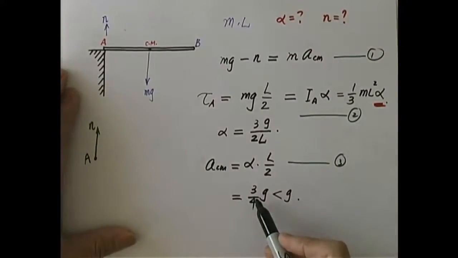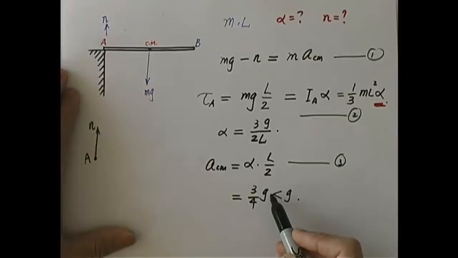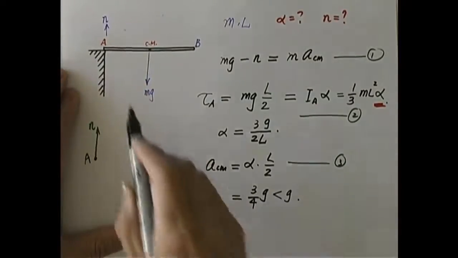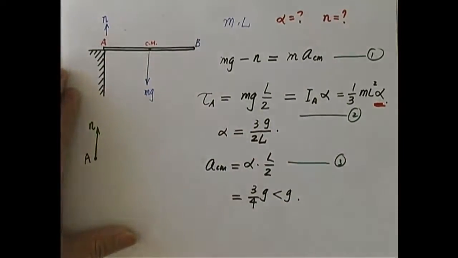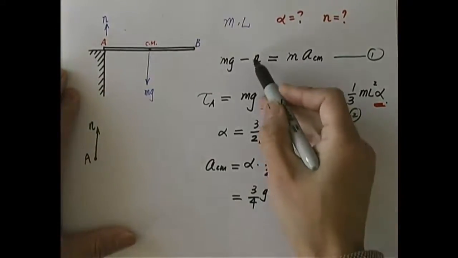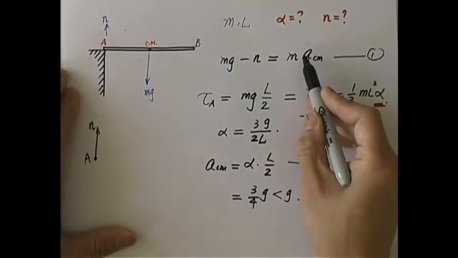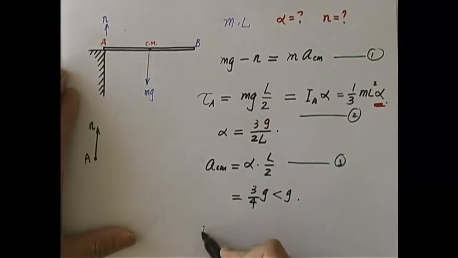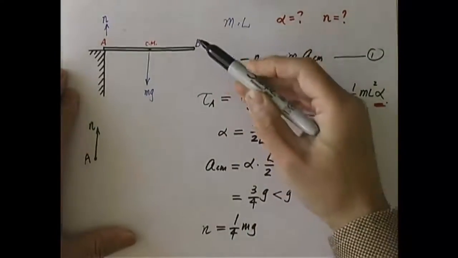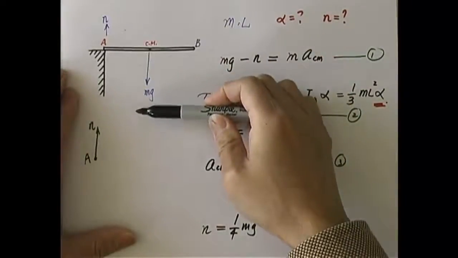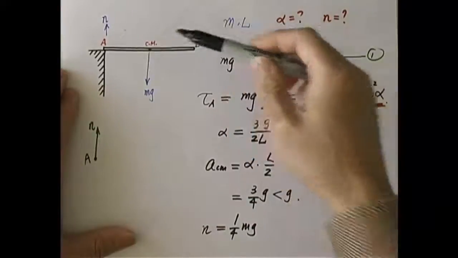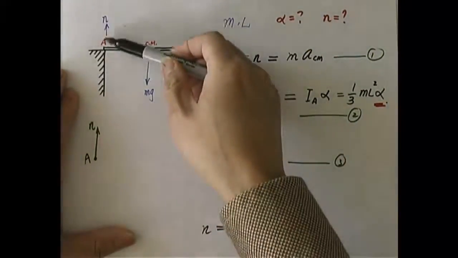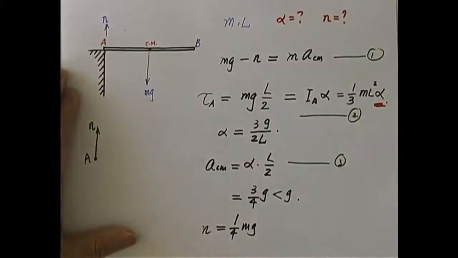How much less than g? 3/4 of g. What happened to the other 1/4? It's because there's a force upwards. You can easily tell then the force upwards must be 1/4 of mg. As a matter of fact, when you plug this ACM into here, this side is 3/4 mg. This is mg, so what's N equal to? That must be 1/4 of mg. Okay? So that's what happens. At the moment you let go of it, this thing is ready to fall. The acceleration of the center of mass at this one moment is equal to 3/4 of g, and the supporting force must be 1/4 of mg.